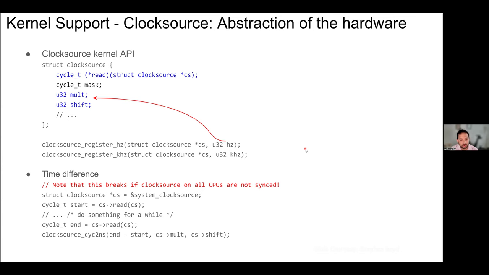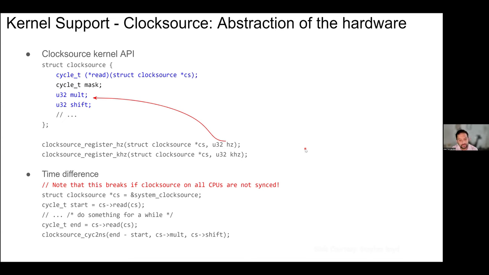So one thing to note is that for this sort of thing to work, you have to make sure that the clock source value, that is the TSC values, are in sync across all the CPUs. Because what happens if you read the time on one CPU and then read it again on another? You're reading two different TSCs, so they have to be in sync. So this is something that the kernel absolutely requires.